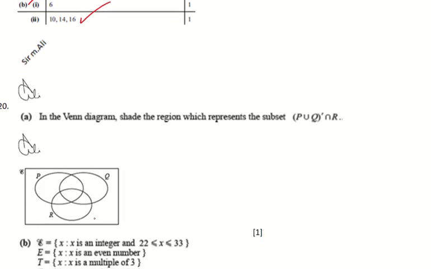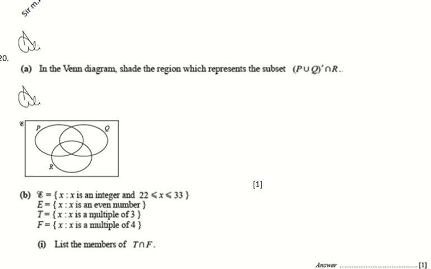Next question, question number 20, in which we want to find the shade of P union Q complement intersection R. As we know that A intersection B is equal to B intersection A. Commutative property holds in intersection. So we use this formula for finding the shade. First we interchange these two: R intersection P union Q complement.